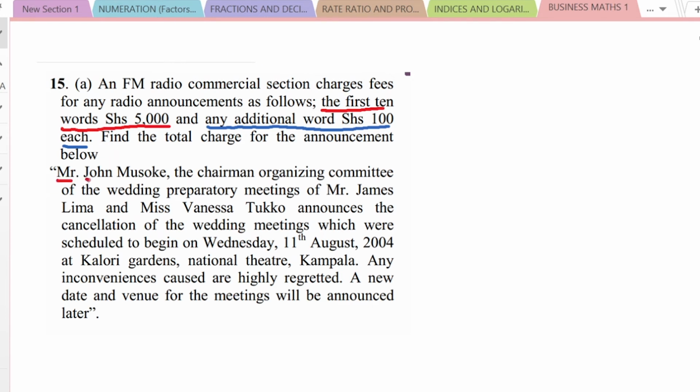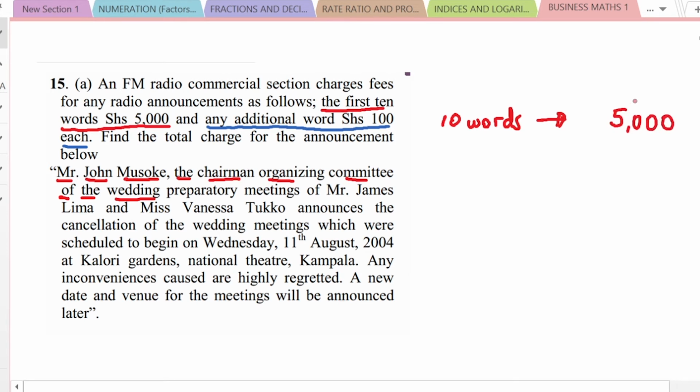So that is 1, 2, 3, 4, 5, 6, 7, 8, 9, 10. So the first 10 words cost, according to the question, 5,000 shillings. So we've written it like that. Okay, so that's the first 10 words. Now we have the additional. So let's count the additional. We were told that each additional word is 100 shillings each.